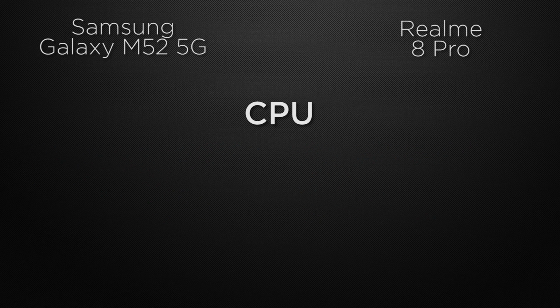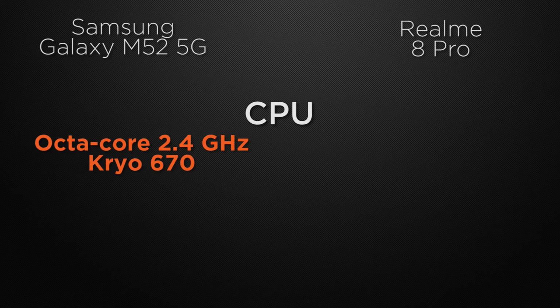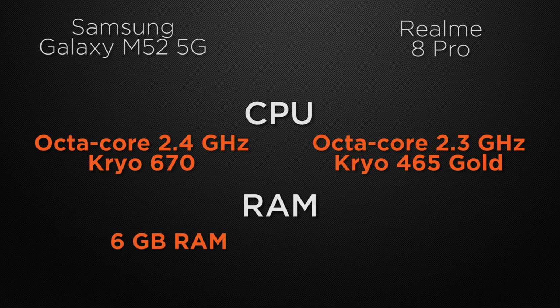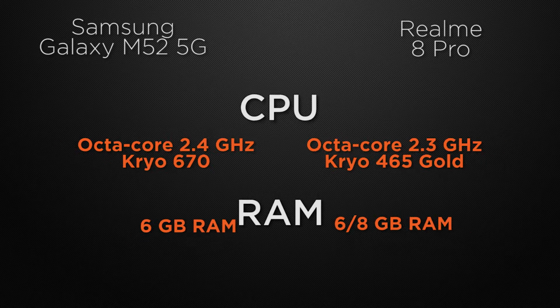Let's talk about the clock speed of the devices. M52 can clock at 2.4 GHz based on octa-core Kryo chipset, whereas 8 Pro can clock at 2.3 GHz based on octa-core Kryo chipset. So the winner here is M52 because it have faster clock speed. And about the RAM variants in the devices, M52 have 6GB of RAM variant, whereas 8 Pro have 6 and 8GB of RAM variant. So the winner here is 8 Pro because it have bigger capacity of RAM options.